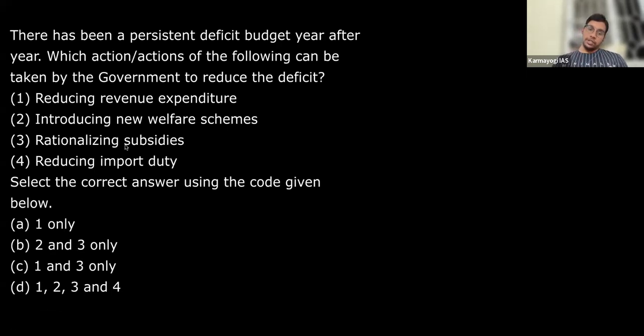Rationalizing subsidies. Yes. Rationalizing means adjusting and reducing the subsidies wherever it is required. We need to give subsidies, and wherever it is not required, we have to take them back. So the third is there. So we got the answer C. And the fourth one, reducing import duty. Yes, this is not possible. If you are reducing import duty, that means you are losing revenue and it will increase the deficit. A very direct question, but a conceptual question. Fine. So the answer is C.